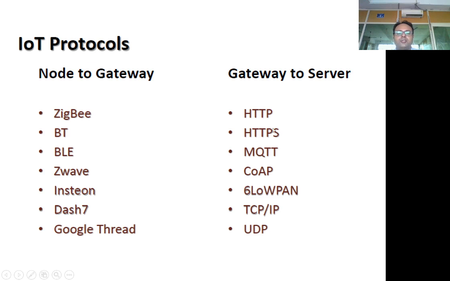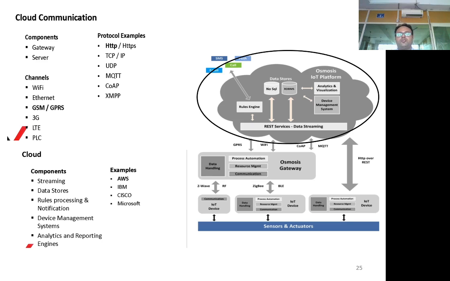And there are some protocols which play a very important role in connecting your gateway to the server. Here the server can be your local system or it can be your cloud system. You can use HTTPS, MQTT, CoAP, XMPP, IPv6 low power wide personal area network, TCP/IP or UDP protocol based on your requirement. So there is a complete cloud system over here. You understand the different components and the protocols that are involved to connect the gateway architecture and the cloud components.